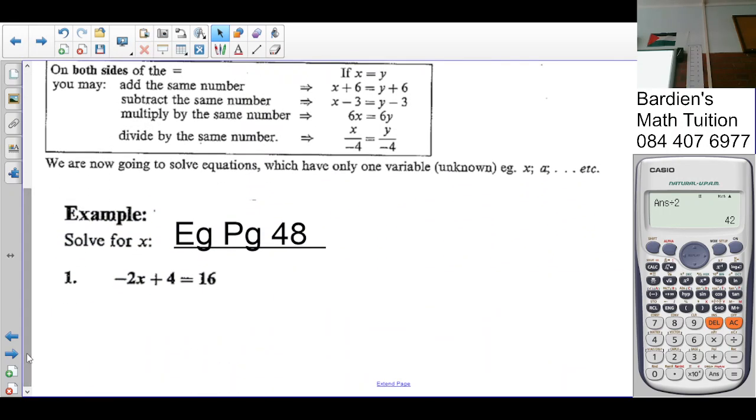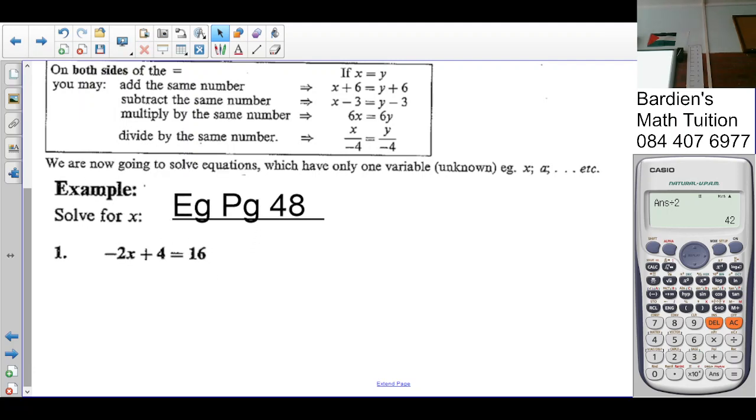We are now going to solve equations which have only one unknown variable, for example x, and so on. We're looking at example 1 on page 48. Write that down. It's example 1 at page 48.